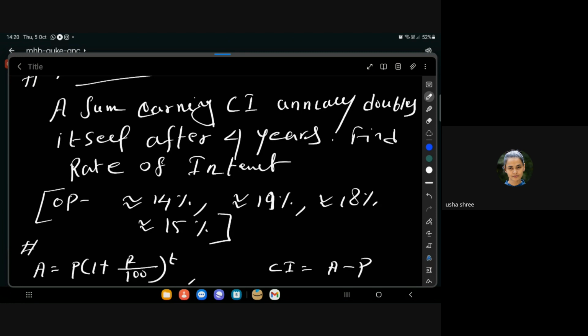Is it clear? So is compound interest doubled or the sum doubled? Sum means principal. That principal is getting doubled. That principal is whatever was deposited initially. If you deposit 100 rupees in the bank initially and that is getting doubled, it becomes 200. Is it clear? Yes, sir.